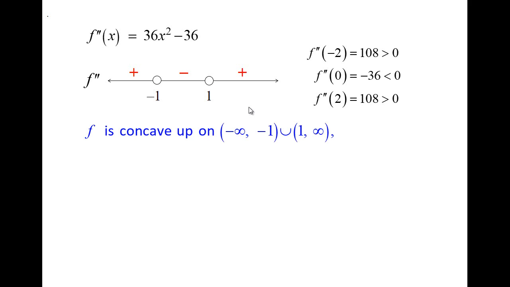So clearly now f is concave up from -infinity to -1, and from 1 to infinity. We express that by writing it is concave up here, union here. And f is concave down on the interval from -1 to 1. Notice that the concavity changes at -1 and 1.